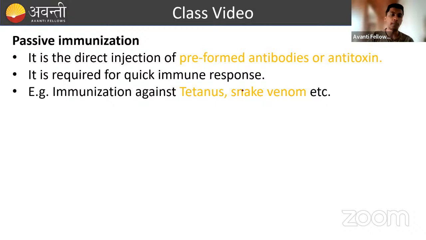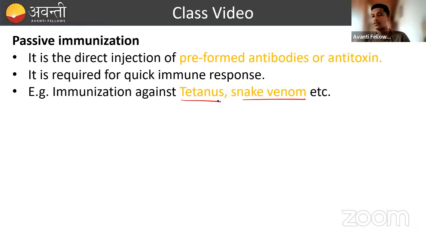Now, when we talk about passive immunization, it's simple. Preformed antibodies, for example antivenom, are injected into your body, correct? So this is called passive immunization that can save life in a very quick way. For passive immunization, your examples should be antivenom for snake bites and anti-tetanus serum for tetanus infection.